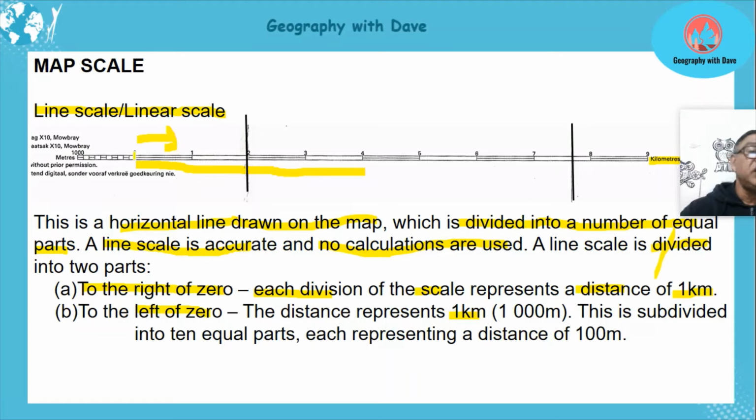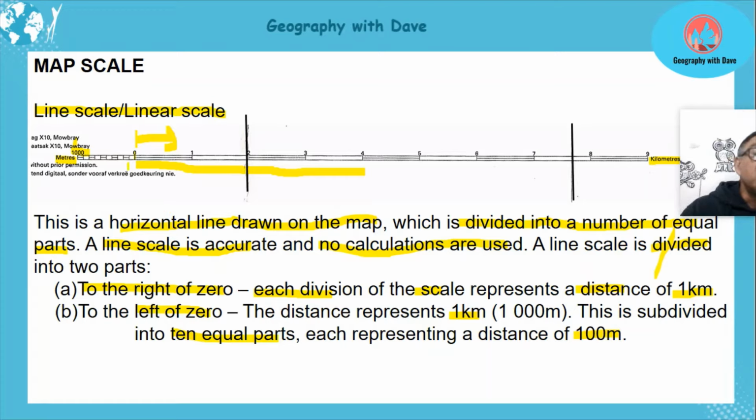So from here, let's look at it from there to there, it's actually 1 kilometer, which is 1,000 meters. Now, why do we have this? This is divided into 10 equal parts, each representing 100 meters. If it's 1,000 meters and there's 10 equal parts, 1,000 divided by 10 is 100. So each one of these represents 100 meters. Now, why do we have to have it like this?